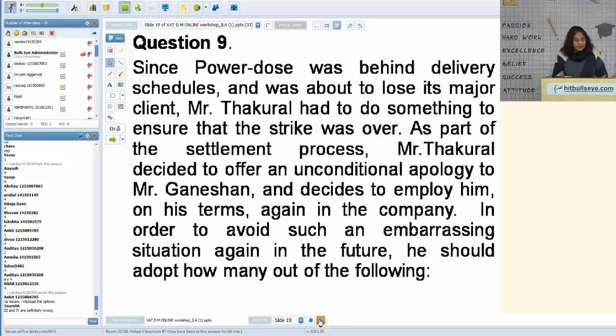A question on the same caselet. It's a long caselet we have. So if you have understood this case, you get to answer at least 5 questions and you can get them correct.